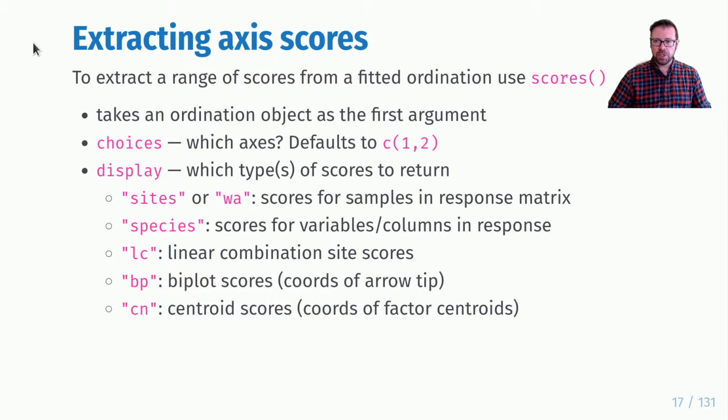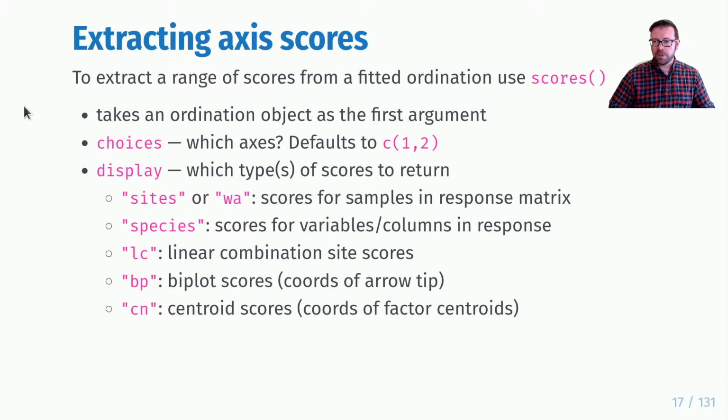That's what you should use to extract any of the axis scores. If you want to do your own plotting, if you want to take this information and do other things with it, then the scores function will give you back the positions on the axes of the species, the responses, and the sites and your constraints, depending on what you ask. But you should use the scores function to ask for them.